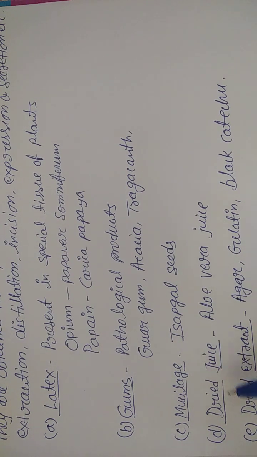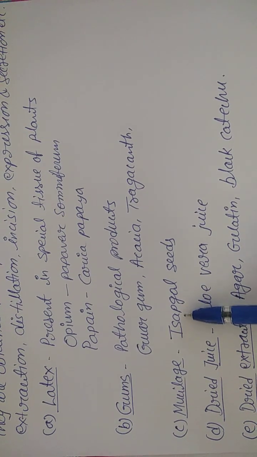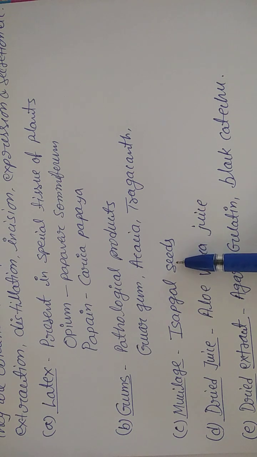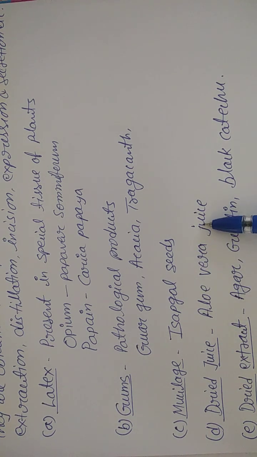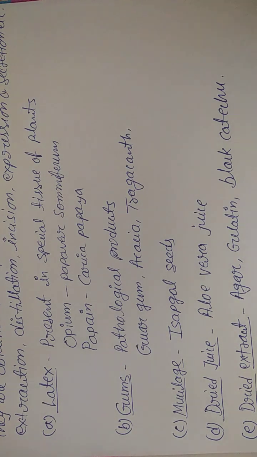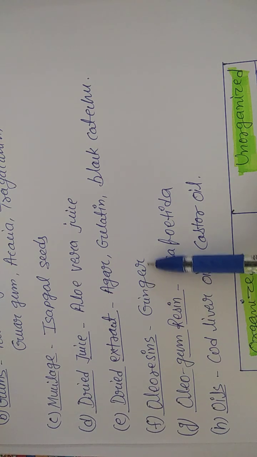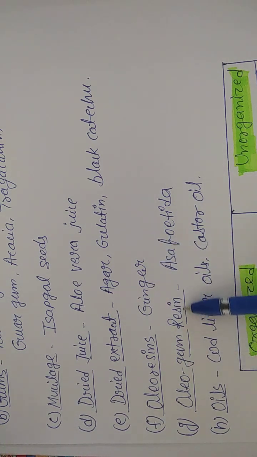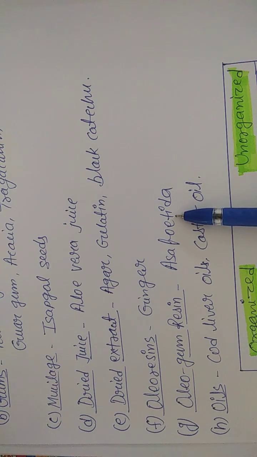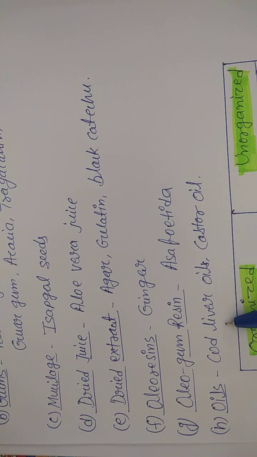Coming to the mucilage, right? This also comes under the unorganized crude drugs, like isabgol seeds. Dried juice, aloe vera juice. Dried extracts we have agar, gelatin, black catechu. These are all examples of unorganized crude drugs. Apart from dried extract, we have oleoresin like ginger oleoresin. In ginger tea there will be the oleoresin, right? Oleo-gum-resin, asafoetida, is an example. Different oils also come under it, cod liver oil and castor oil. These are examples of unorganized drugs.